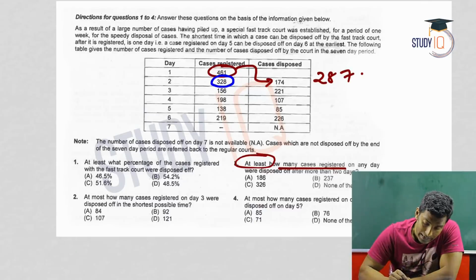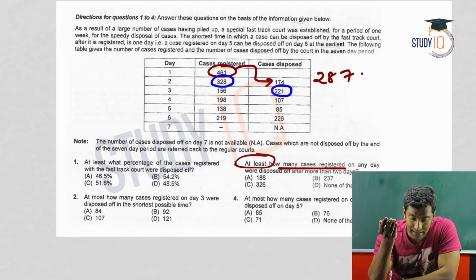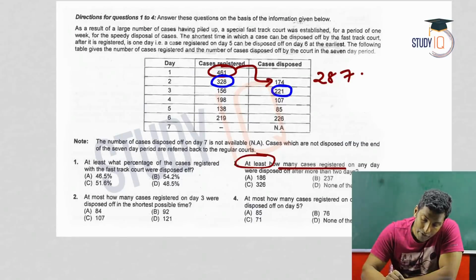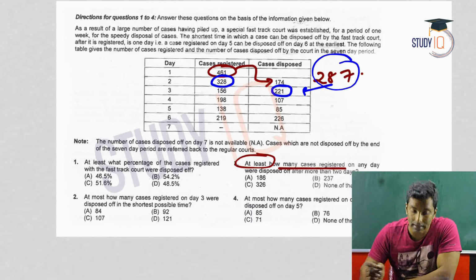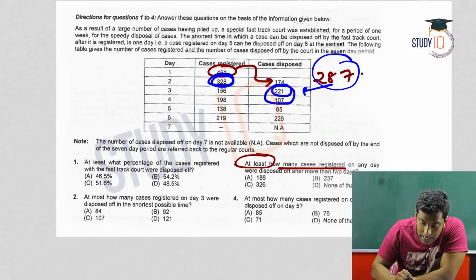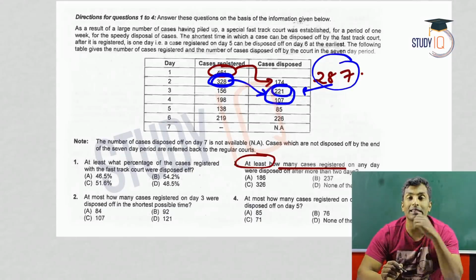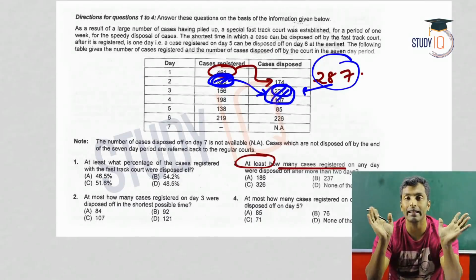Now 221 cases solved on day 3. Now you can take an assumption that this 221 may come from this also. Not a problem, that may be possible. But the best way is, see, this 221 and 107 will give you 328. So consider like this, these 328 cases were resolved in these 2 days. That headache is over for you.